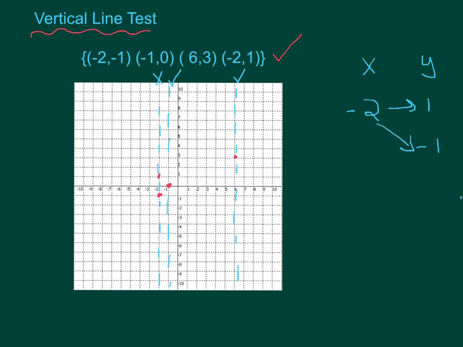So anytime a vertical line touches the graph more than once or goes through 2 points, that means no, it is not a function because it fails the vertical line test.